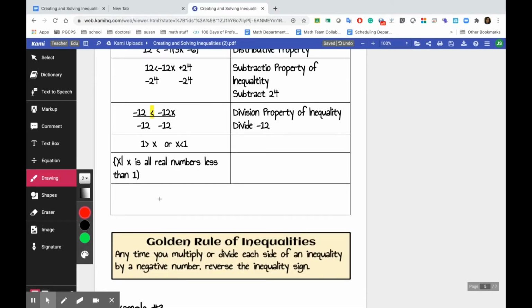So now let's graph the solution first. We draw a horizontal line. And since the values of x are all numbers that are less than 1, it will be an open circle on 1, and the shaded part will be on the left of 1. Which means the values of x are all numbers that are less than 1. So x can be 0, negative 1, negative 2, as long as it's less than 1.